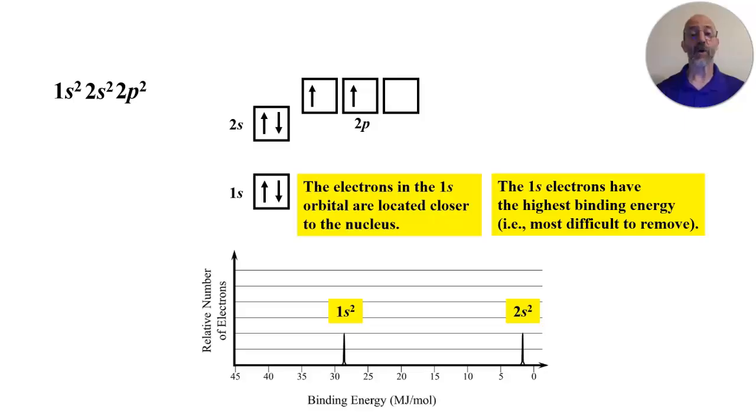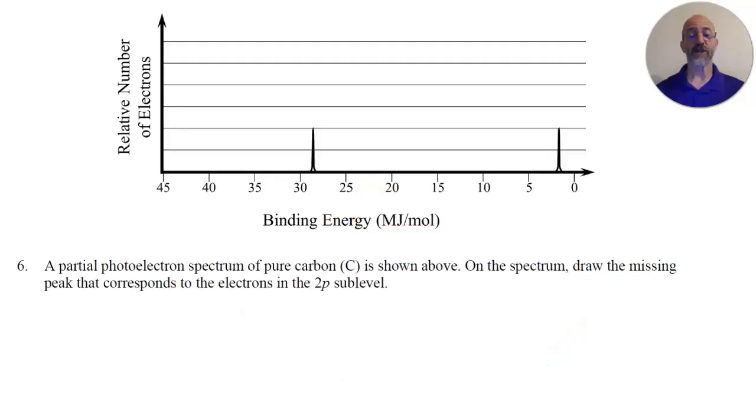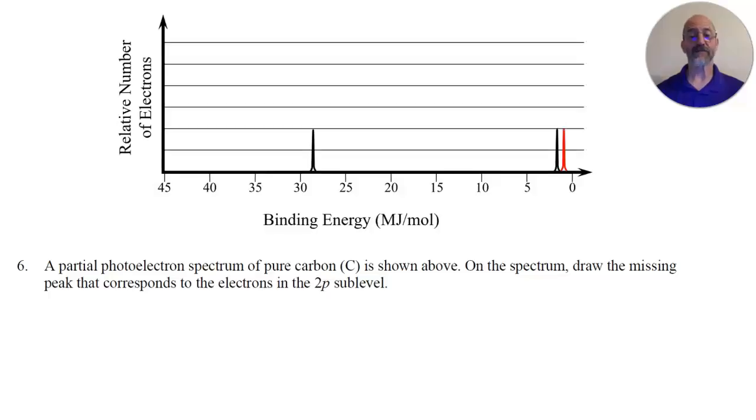And now it is our job to figure out the location of the 2p peak on this photoelectron spectrum. And since the 2p electrons would be slightly easier to remove, they have a smaller binding energy. So the location of that 2p peak is right here on the diagram. So what I'm going to do is draw in red on this slide the location of the 2p sublevel electrons. So right here.